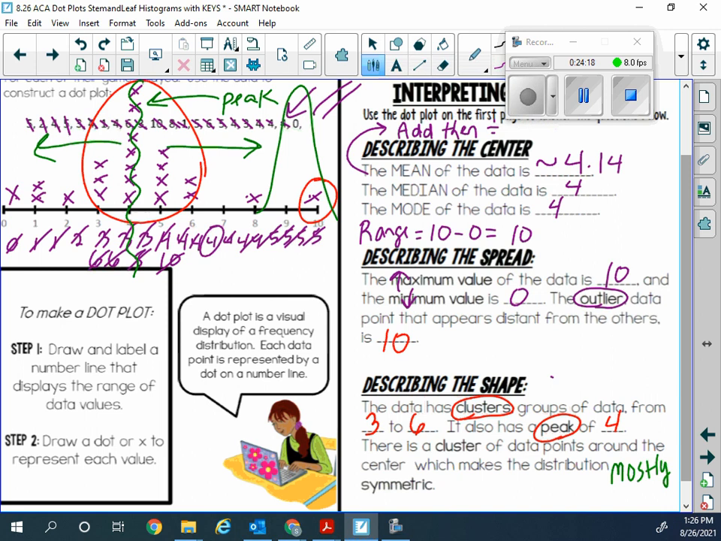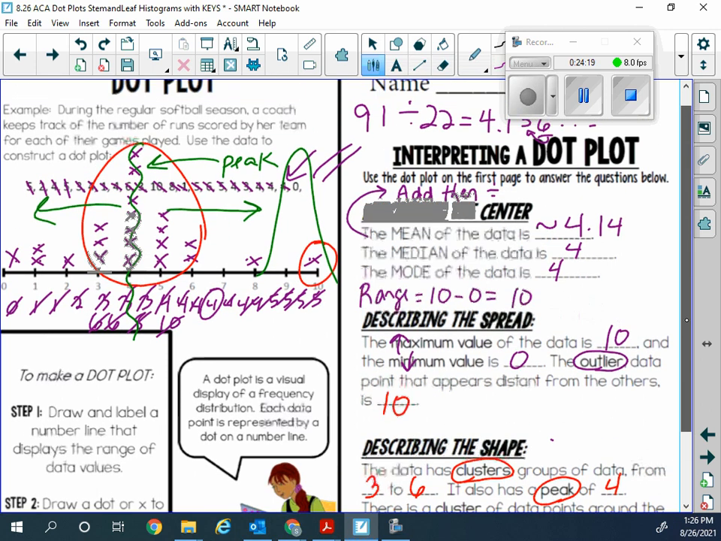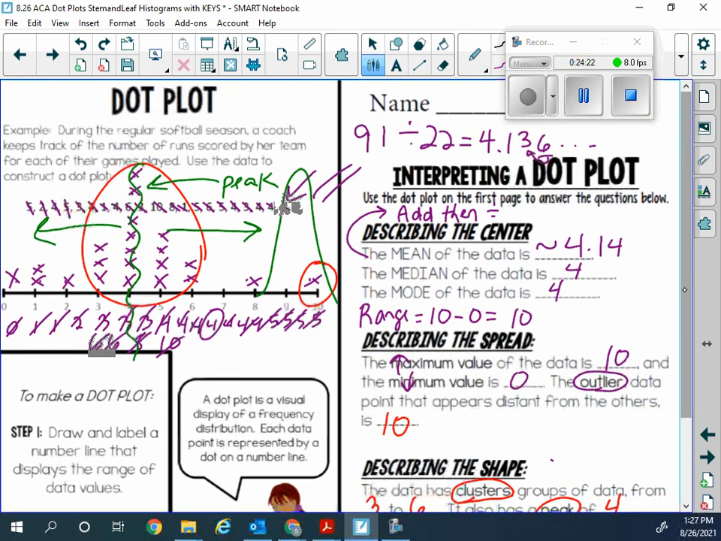Can I go what? You want to use a calculator. Okay, I'll help you in a second.